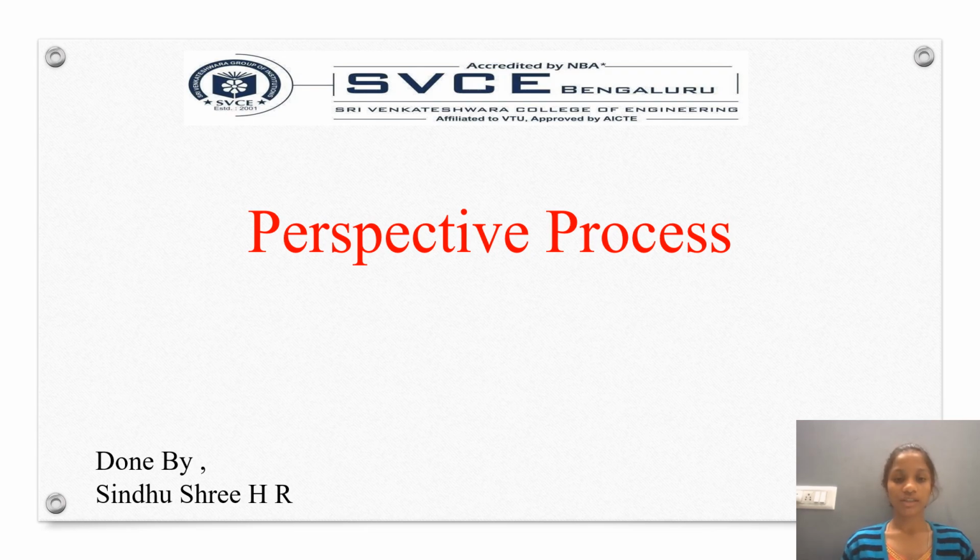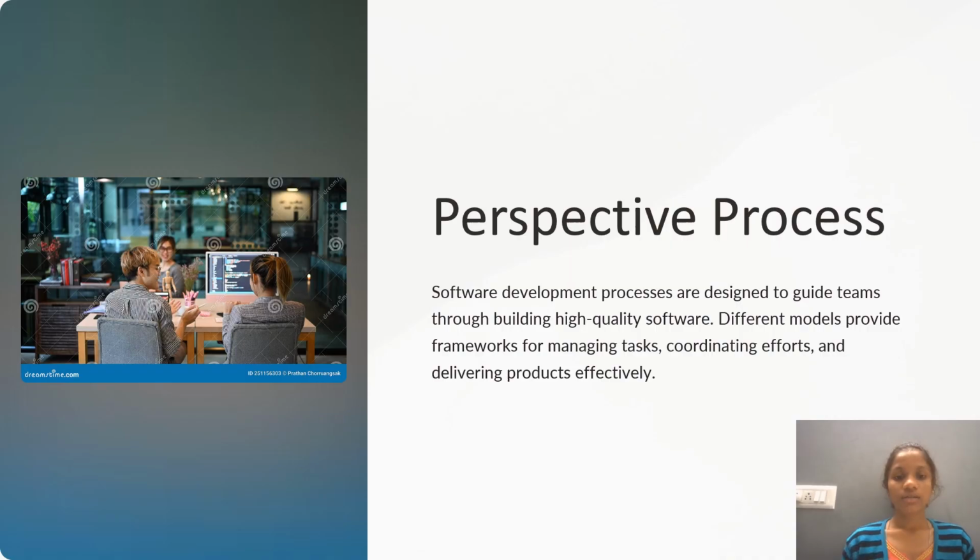So today I'm going to discuss a topic named prescriptive process. Software development processes are designed to guide teams to build high quality software. Different models provide frameworks for managing tasks, coordinating efforts, and delivering products effectively. When we are building any model or any product, there are certain types of processes, from basic to high level. So now let me discuss what processes there are.